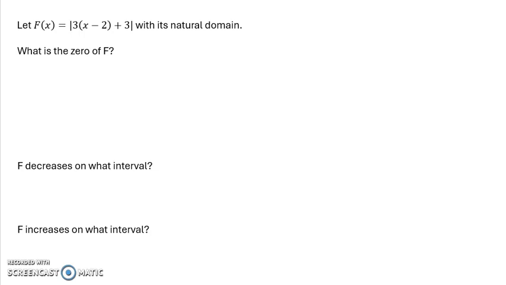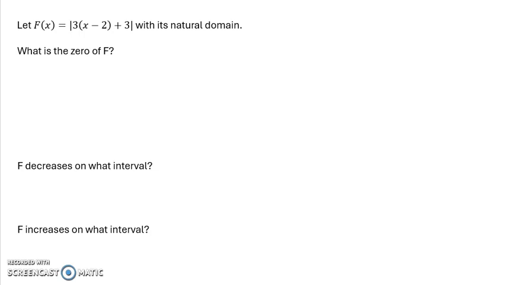We're going to let f of x equal the absolute value of 3 times the quantity x minus 2, plus 3, with its natural domain. In the first part of our question here, we want to find the 0 of f.